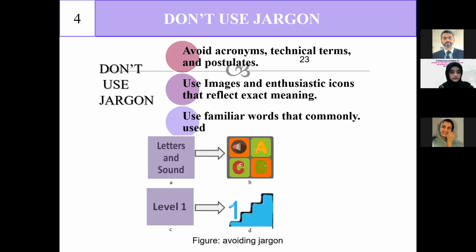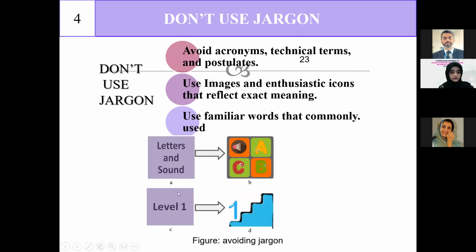Then avoid acronyms or technical terms or jargon. For example, words like letters and sound become difficult for a child to understand. If you use letters and sound, that would create more problems. Instead, we use a very simple UI design where there can be a speaker for sound, an A for letters, and B or C. That would be more interactive and interesting for the child rather than using complete words.